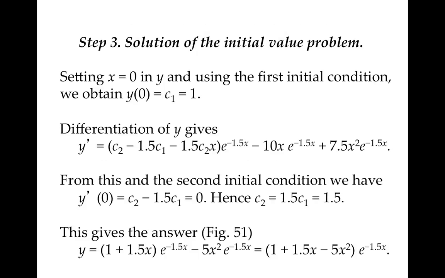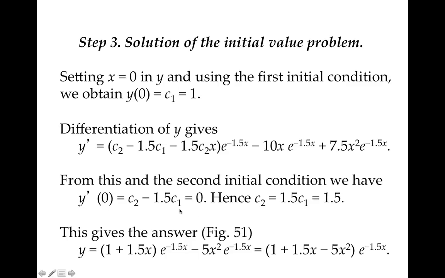Now my final step is to apply the initial conditions. First of all, I have an initial condition at x equals 0. And when I do that, I obtain that y at 0 is equal to c1, and c1 is equal to 1. I then take the first derivative, and I'm going to apply my second boundary condition, which says that the first derivative at 0 is equal to 0. So I take the first derivative, and then I substitute 0 for x everywhere. And when I do that, I get the following equation.